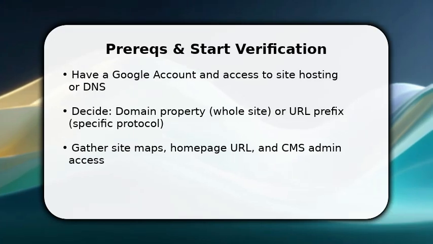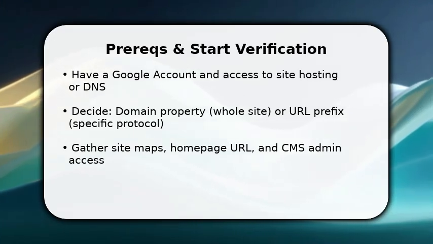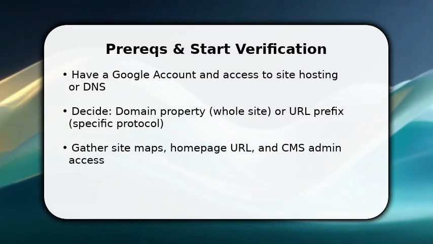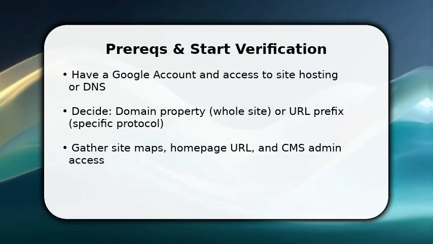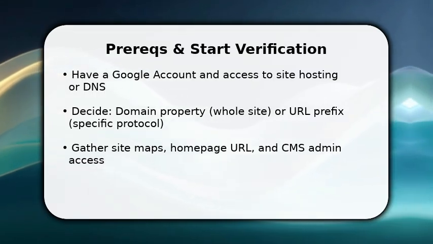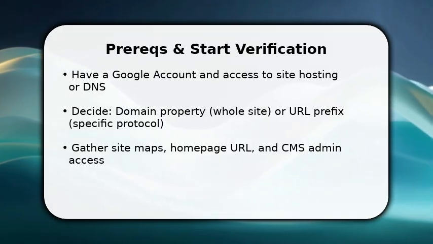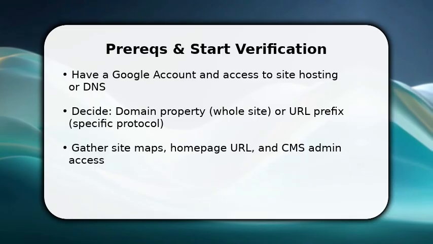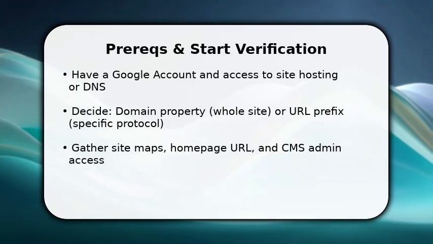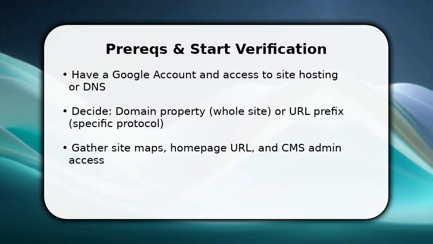Enjoy the video. You begin by confirming prerequisites, a Google account and control of your site's hosting or DNS. Once done, choose domain property to cover all subdomains and protocols or URL prefix for specific versions. Make sure to copy your exact homepage URL and prepare a sitemap file if you have one.